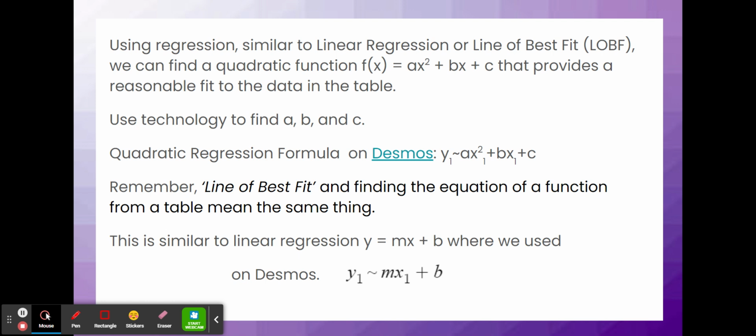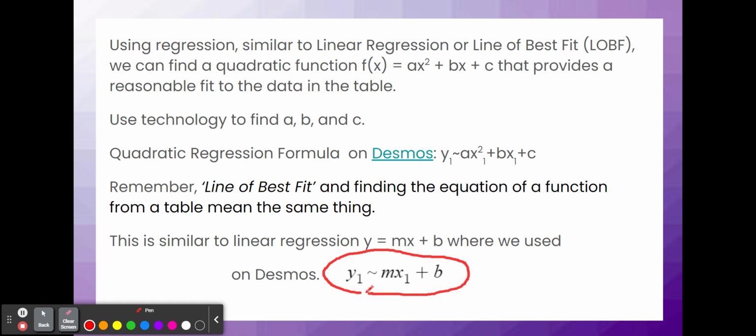So we've learned about the line of best fit or regression when we did linear. And if you recall, linear when we did Desmos is y1 tilde mx1 plus b. Okay, so based off of the linear equation y equals mx plus b. Now what we're going to do is regression for quadratics. And here's our formula for quadratics. y1 tilde ax squared 1 plus bx1 plus c.